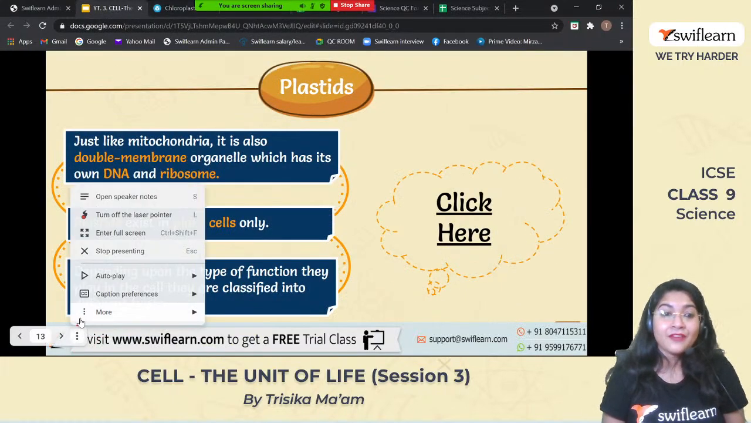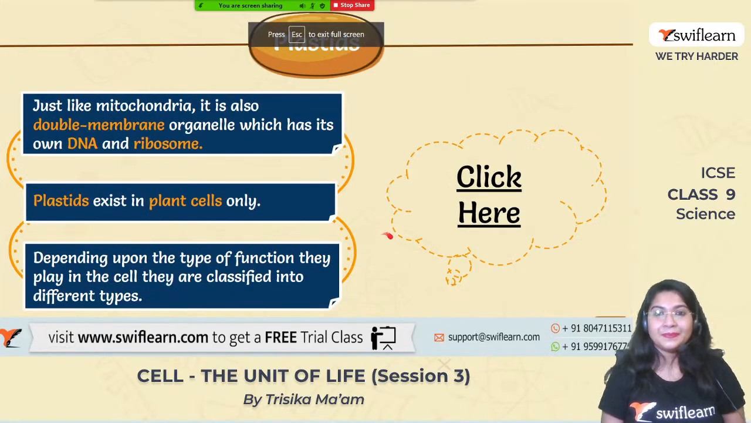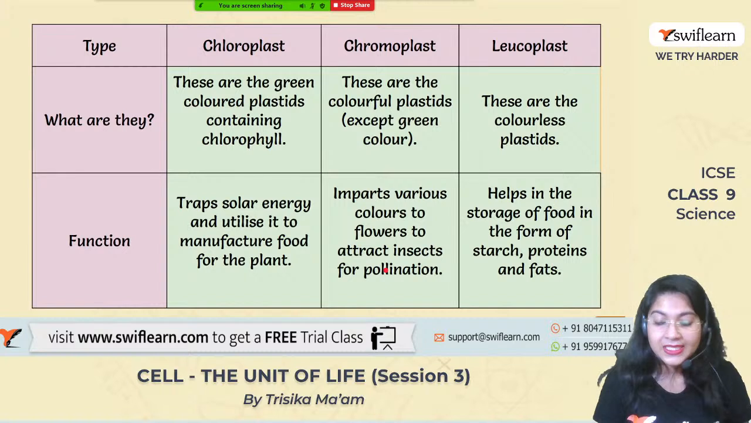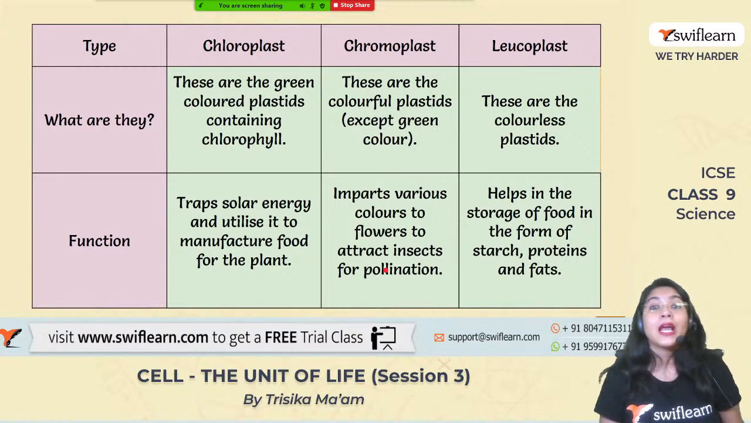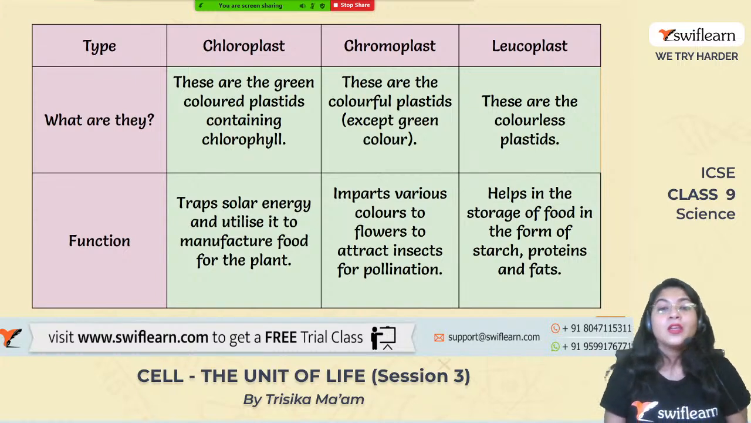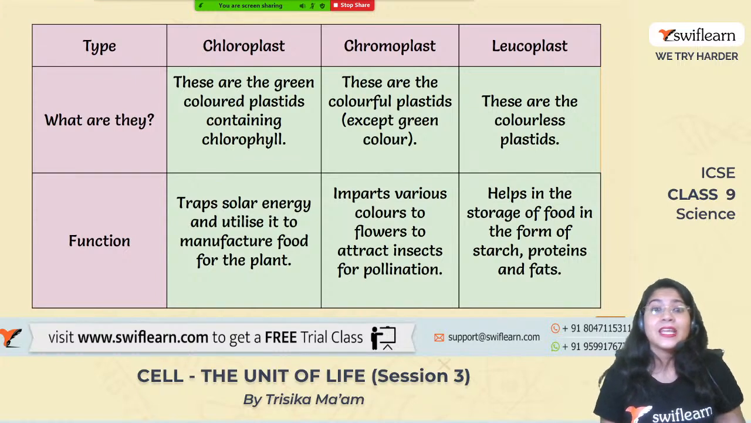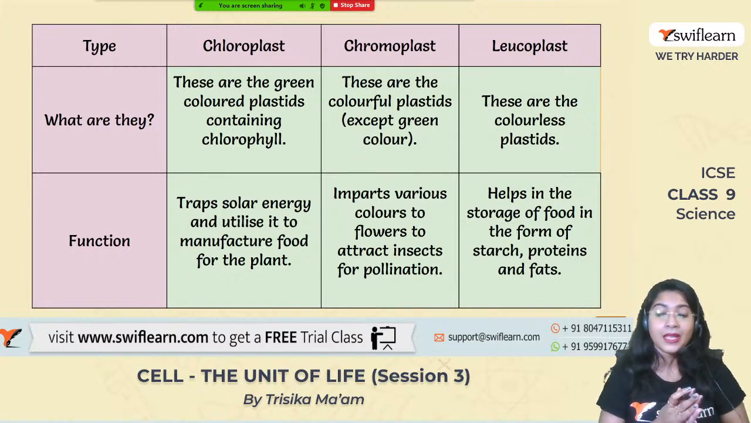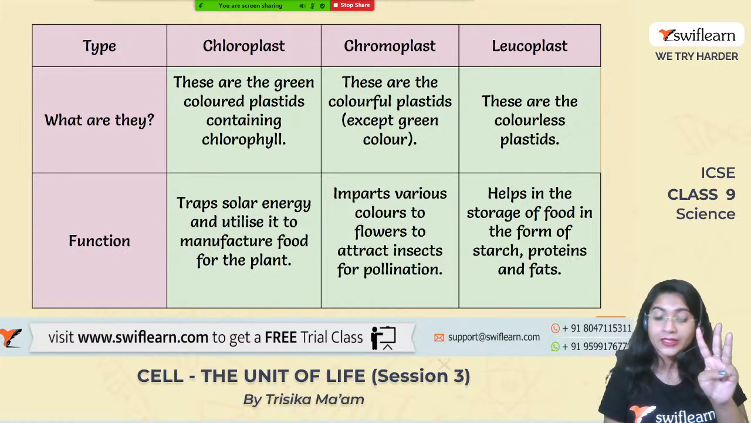If you have any question, please ask me. Okay, so we have already studied the structure of the chloroplast. Now let us find out what the different types of plastids are. As I have already said, depending upon the different functions performed by the plastid, it can be divided into three main types. What are they?